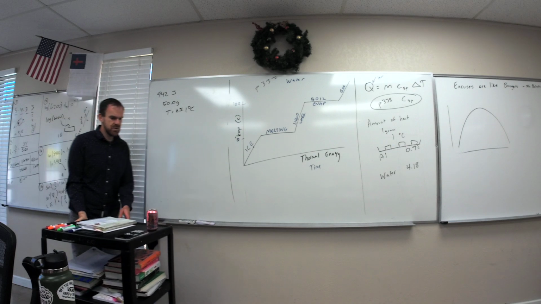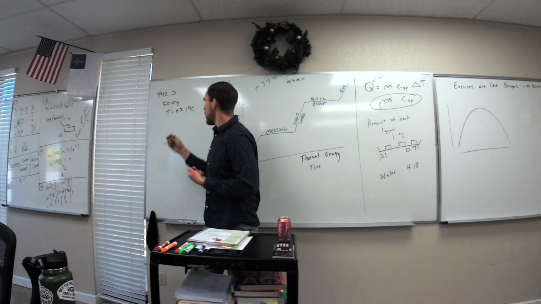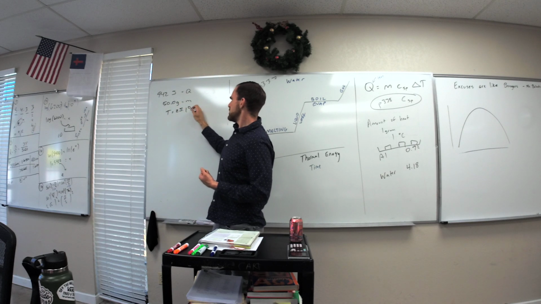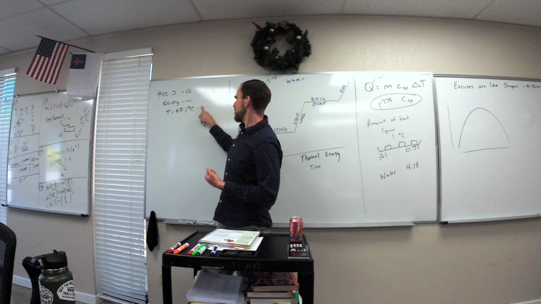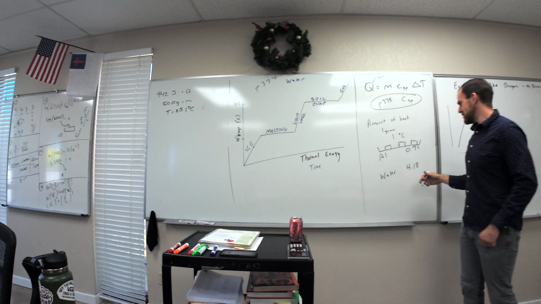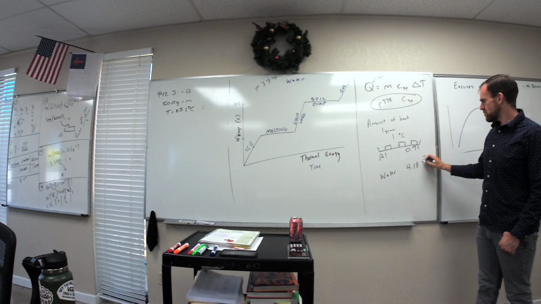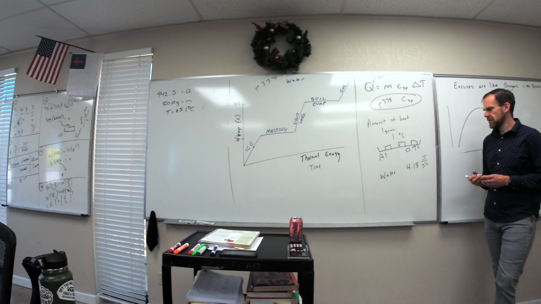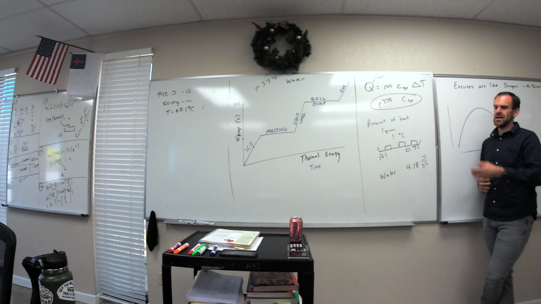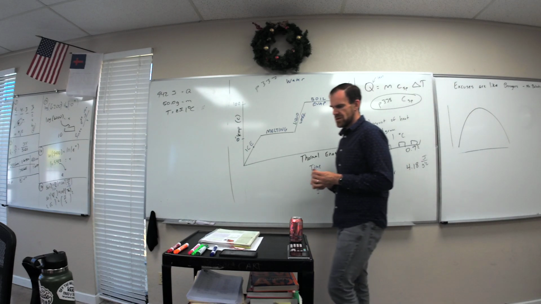942 joules would be Q. 50 grams would be M. 25.1 would be your original temperature. And then you know for water, here are the units on this. It's joules per gram degrees Celsius. So use the formula, plug in, and see if you can solve.